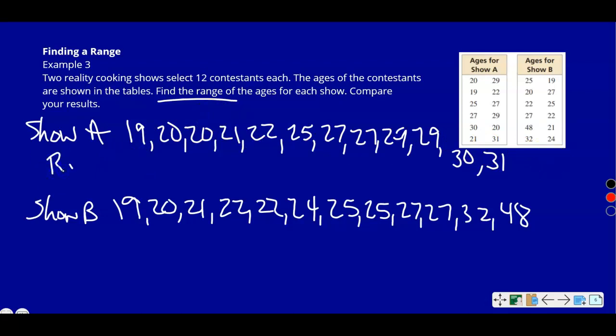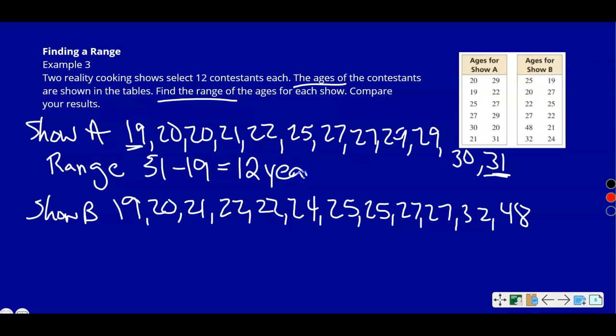So for show A, we're going to find the range. The highest is 31 and the lowest is 19. So 31 minus 19 equals 12. All right, and since we're looking at the ages of contestants, it would actually be 12 years. So the range in years from the youngest contestant, 19 years old, to the oldest contestant, 31 years old, on show A, would be 12 years.